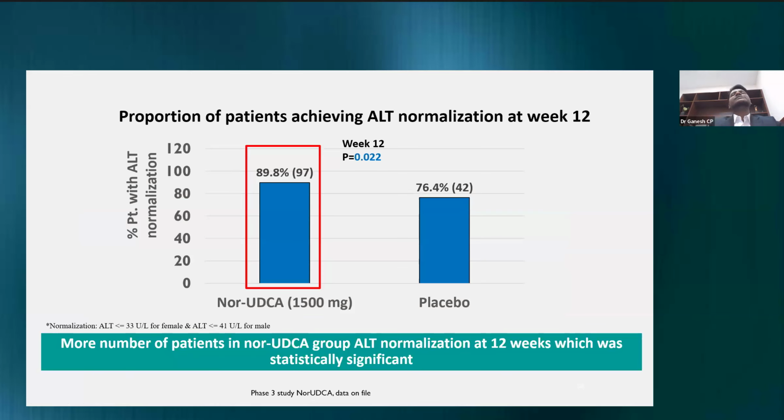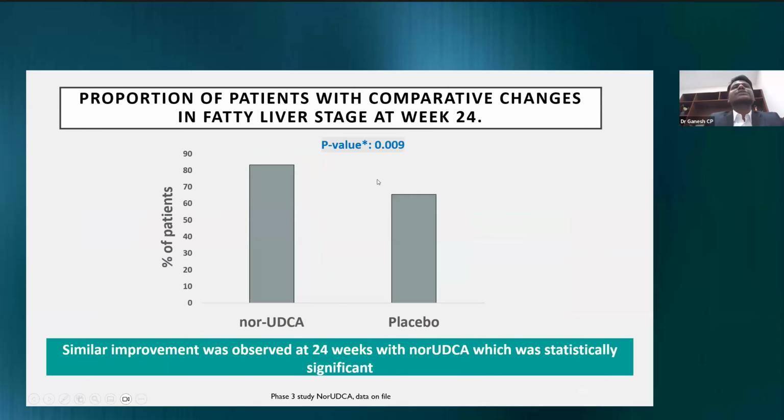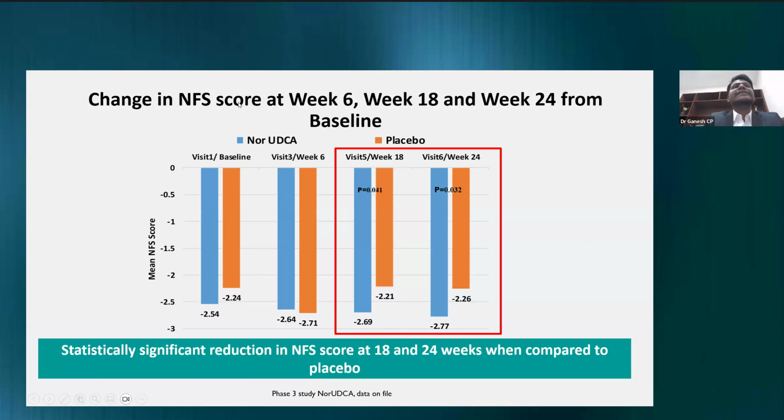This drug, at the rate of 1500 milligram per day versus placebo, showed significant improvement and normalization of ALT at the end of 12 weeks. Please concentrate on this. There was improvement in ALT with the non-invasive biomarkers only, that is blood test based. And there was improvement in the fatty liver stage by Fibroscan, not by biopsy. So there was reduction in the fat as documented by Fibroscan, and there was improvement in the NFS score.